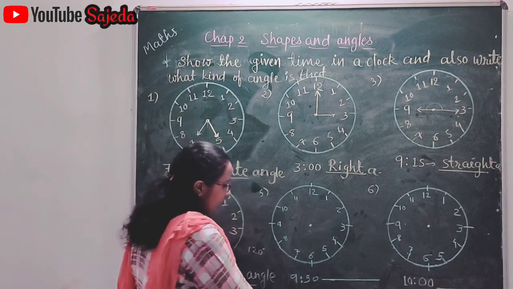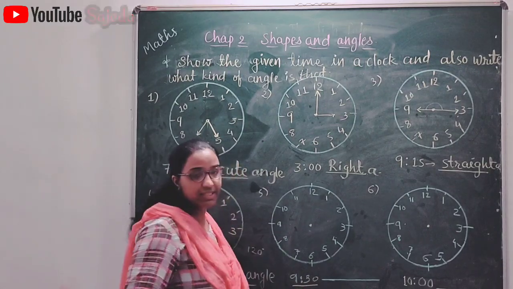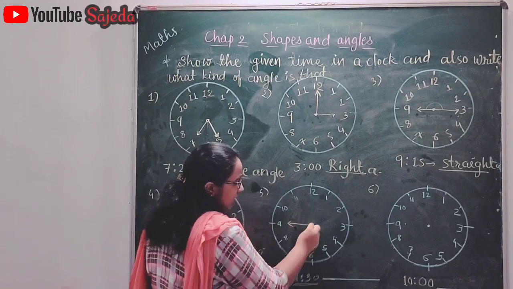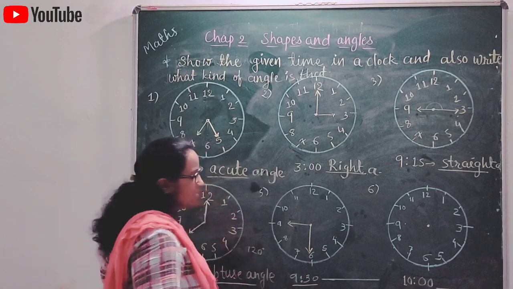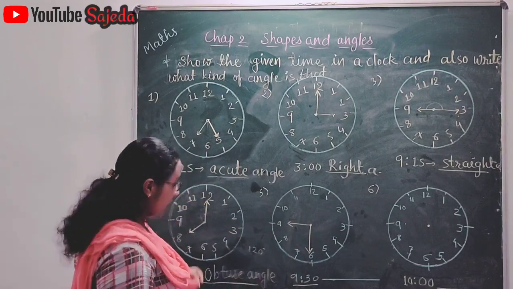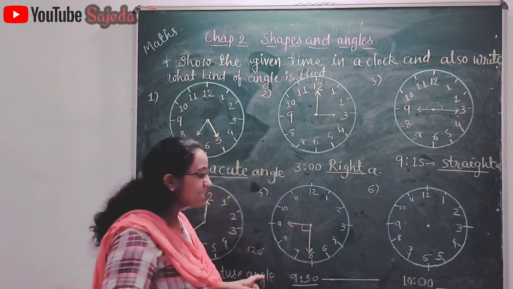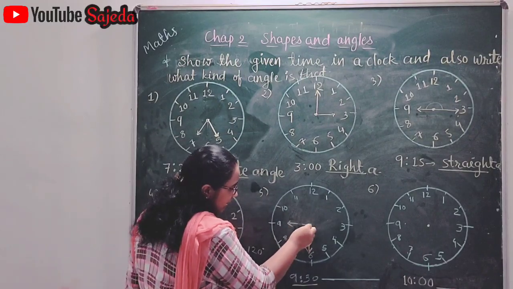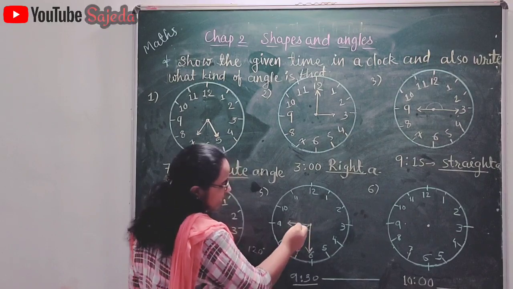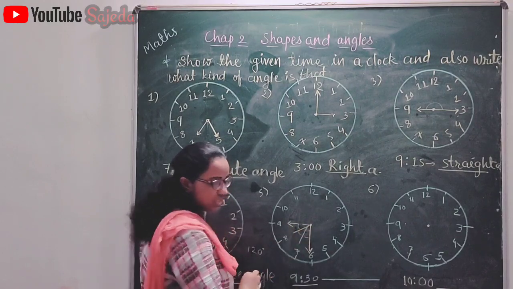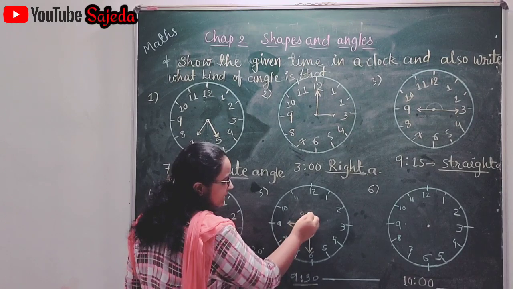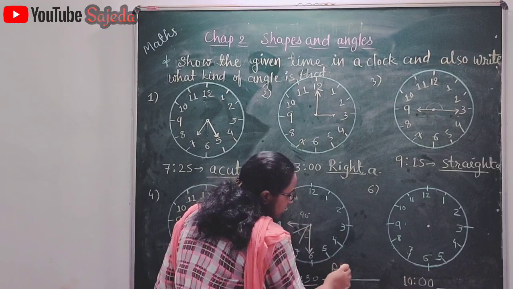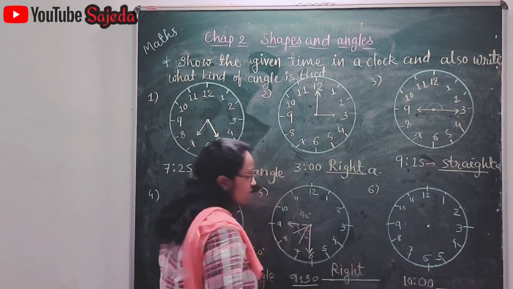Now the next example, the next time given is 9:30. 9:30 means small hand will be on 9 and big hand will be on 6. This is 9:30. Now which angle is this? It looks like English alphabet L, and if you want to calculate, draw a line between each two digits. There are 3 angles between 9 to 6 and its total is 90 degree. And angle of 90 degree is called right angle.